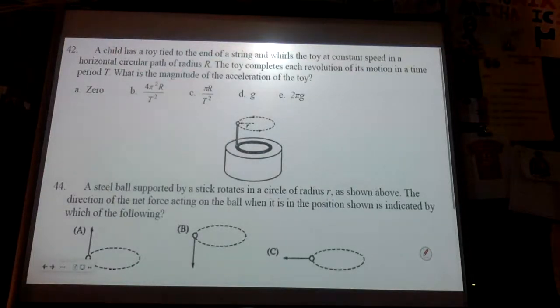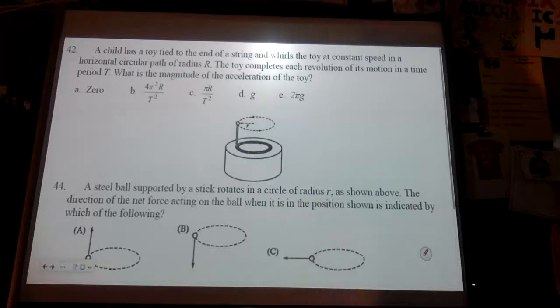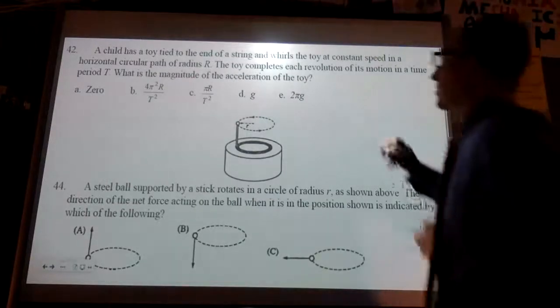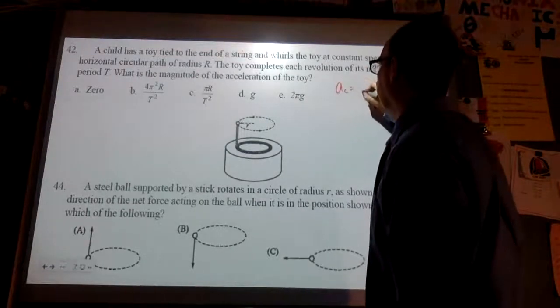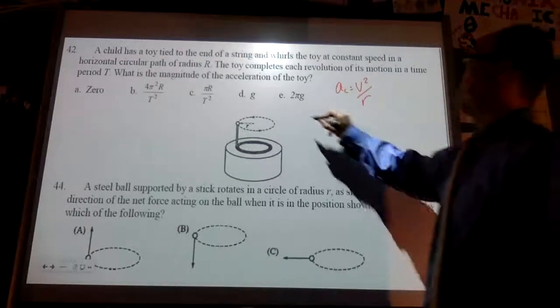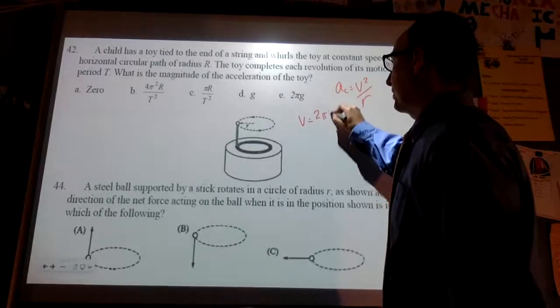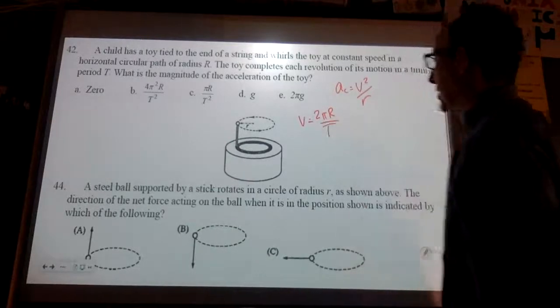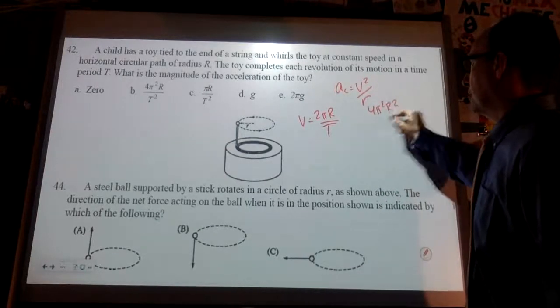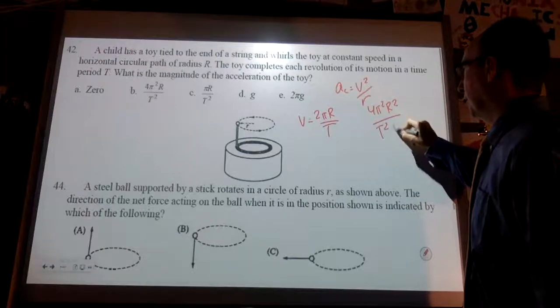A child has tied a toy at the end of a string which whirls the toy at a constant speed in a horizontal circle of radius r. The toy completes each revolution of its motion in a time period T. What is the magnitude of the acceleration of the toy? Acceleration is v squared over r. So if we're saying that v is the circumference over T, then we would have 4 pi squared r squared over T squared r.